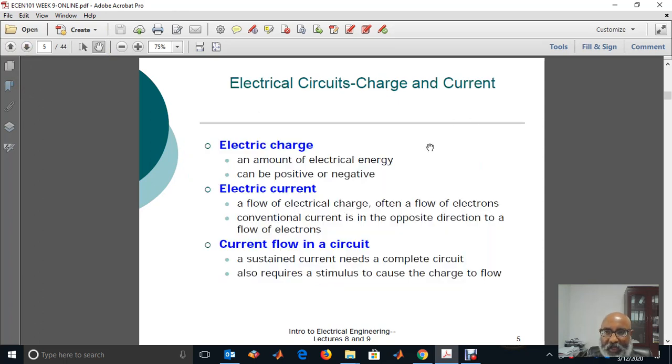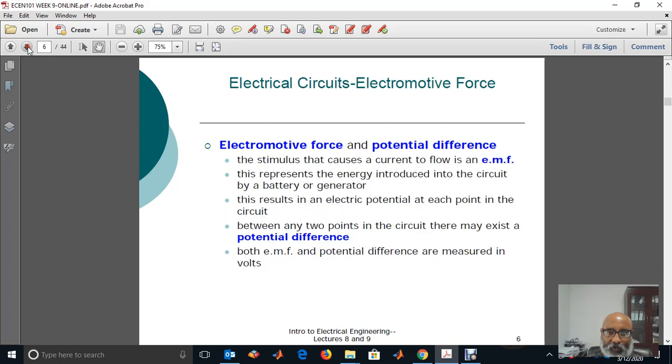Now let's come to charge and current. An electric charge carries electrical energy. It can be positive charge or negative charge. The flow of charge at a certain point per unit time is called an electric current. So the unit of current will be coulomb over second, which is ampere. A current flows in a closed circuit. For a current to flow in a circuit, the circuit should be closed.